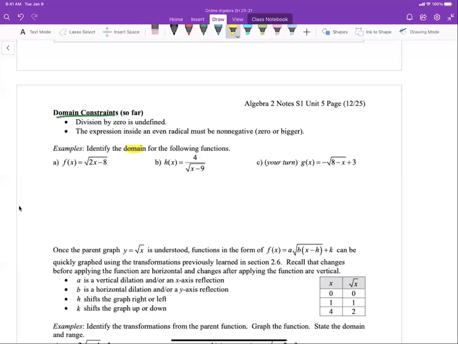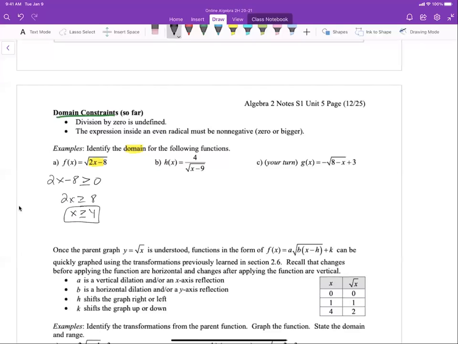Identify the domain for the following functions. In A, we have an even radical. This is the square root. And so we know that 2x minus 8 has to be greater than or equal to 0. If it was equal to 0, square root of 0 is 0, so that's fine, but it has to be greater than or equal to 0. So we can solve such that we find 2x is greater than or equal to 8, and we find x has to be greater than or equal to 4. So this is the domain constraint: x has to be greater than or equal to 4.